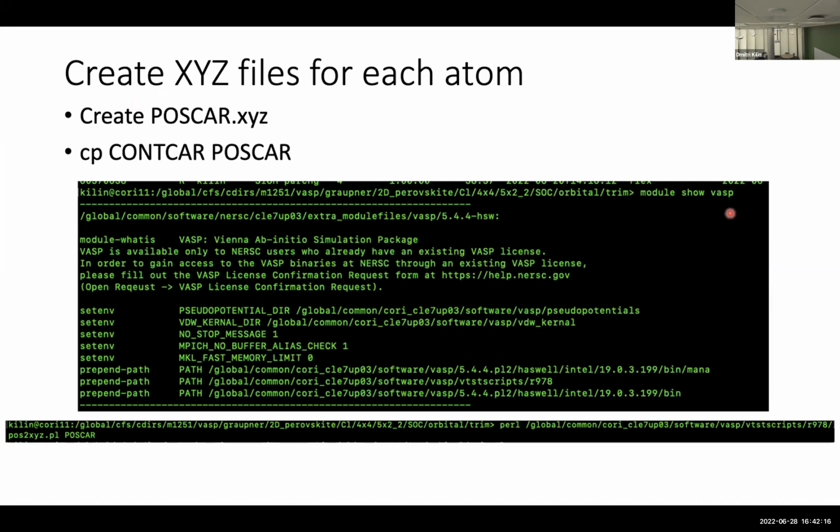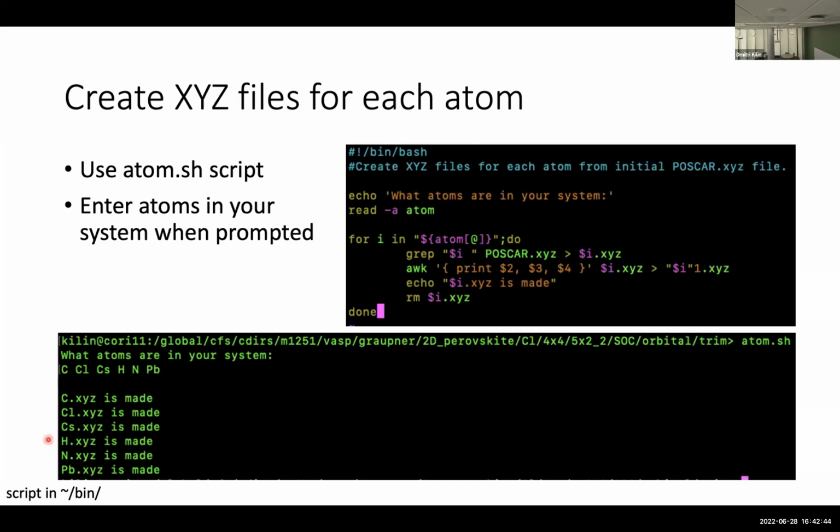If you type in modules show paths, it'll give you a list of useful paths, and you're interested in this one that has the VTST scripts in it. In that directory, there's a POSCAR to XYZ script that we can use to create the POSCAR.xyz file. Then you can run the atom.sh script, and it will request that you enter in the atoms in your model. So enter those in, and then it will make XYZ files for each atom.